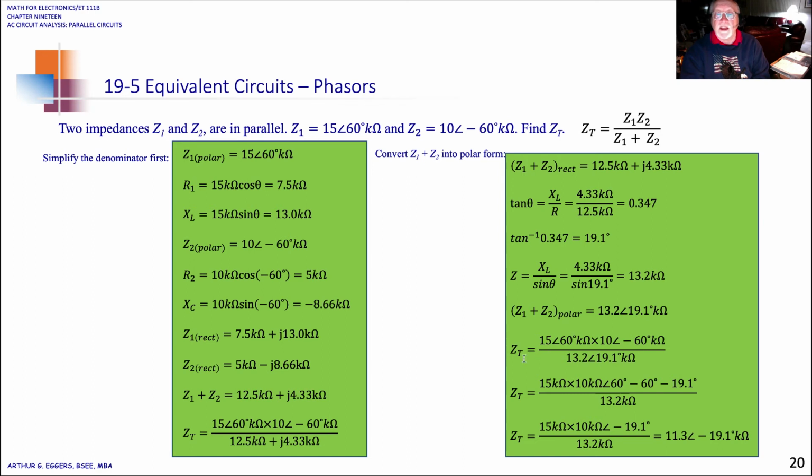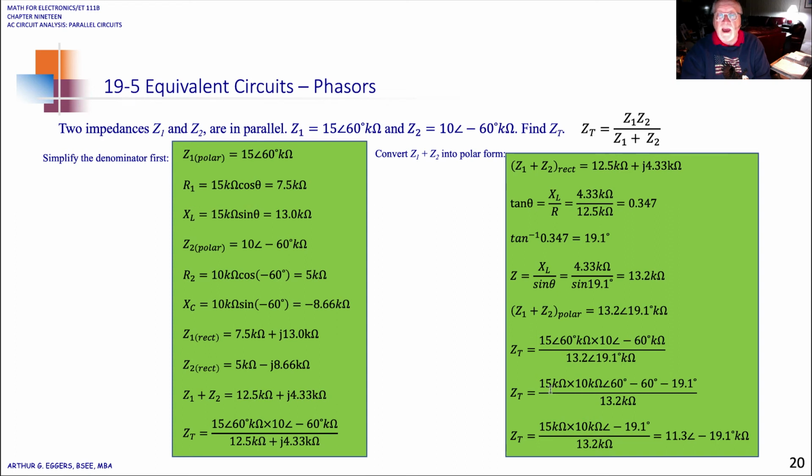So now we can take this and put it back into our relationship that we started with over here. We have now combined our components together to get a polar form in the denominator. So now we have everything set up in polar form. So 15 at 60 times 10 at minus 60 divided by 13.2 at 19.1 degrees.